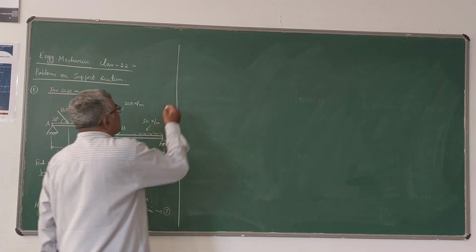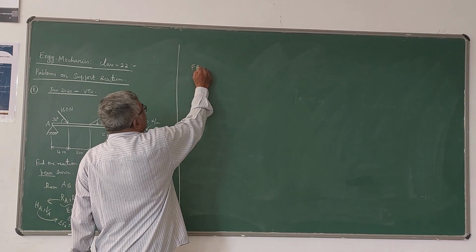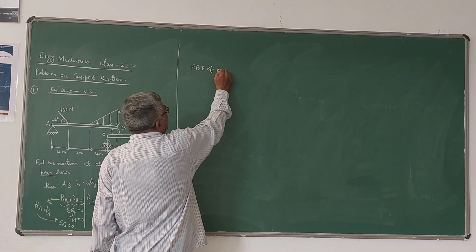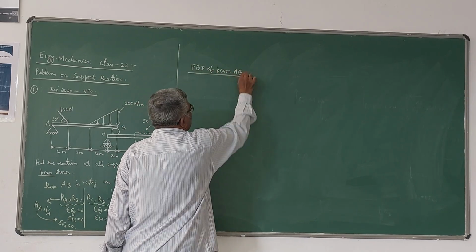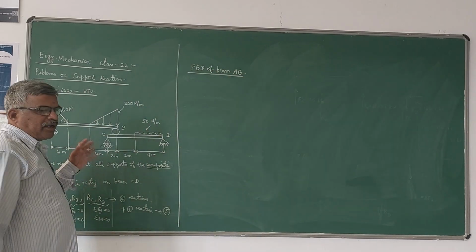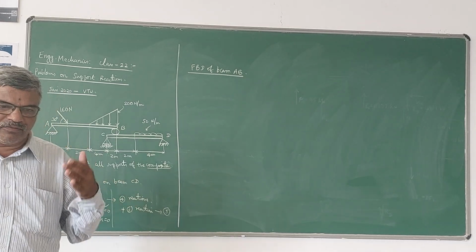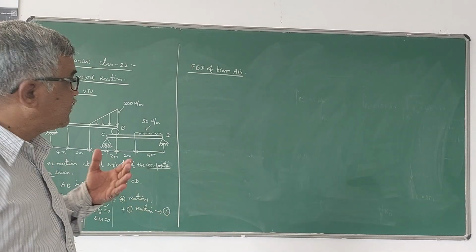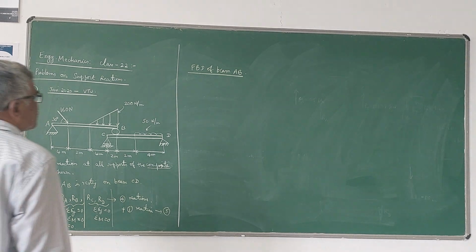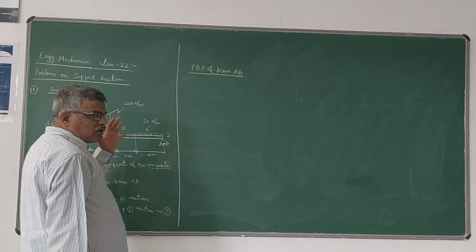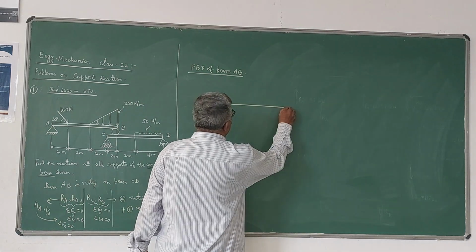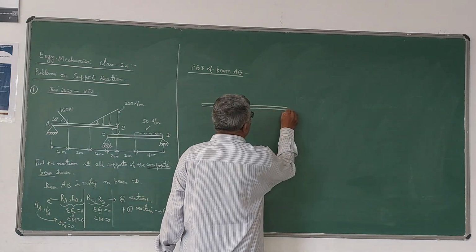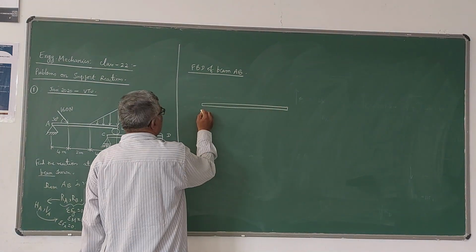Now, to analyze the problem, I will consider the FBD of beams AB and CD separately. I will write down the FBD of beam AB now. FBD, free body diagram, is nothing but the diagram obtained by replacing the supports with the respective reactions, and the loads acting on the beam have to be considered. This step is very important, writing the free body diagram.